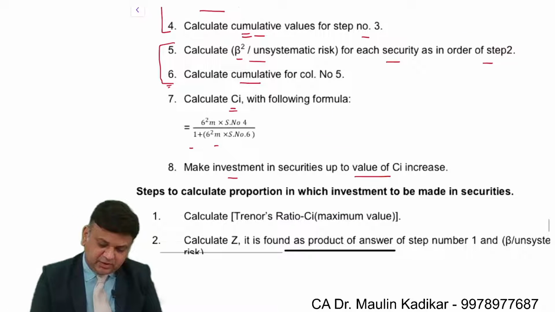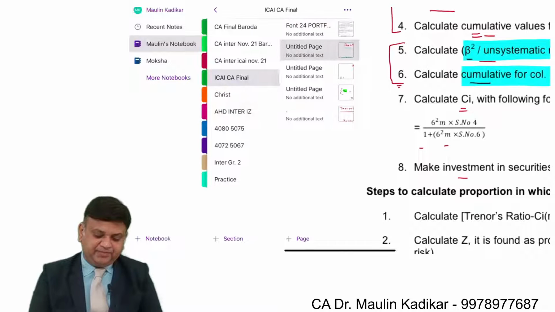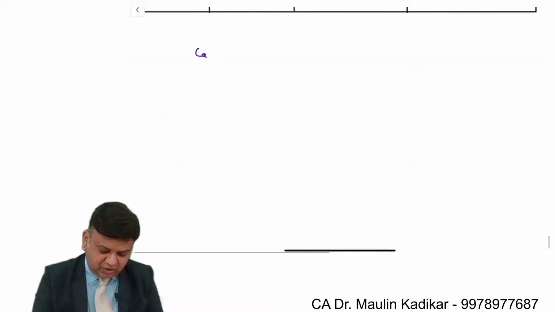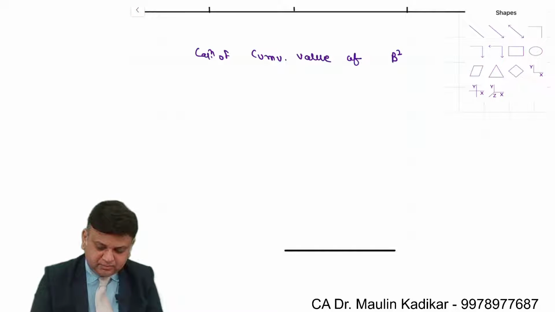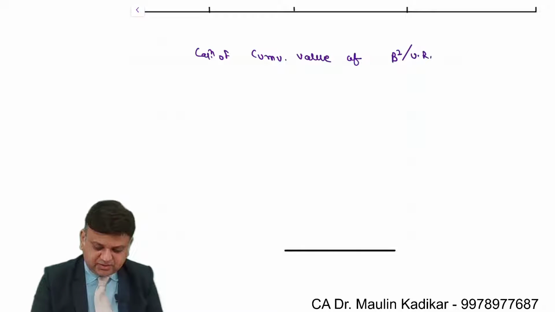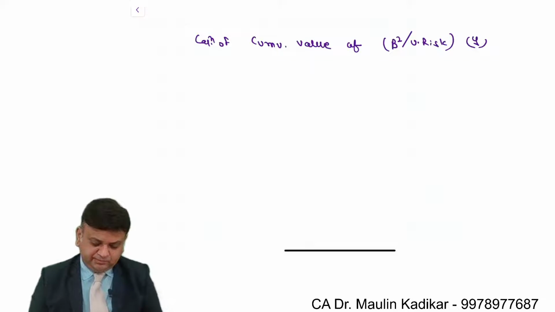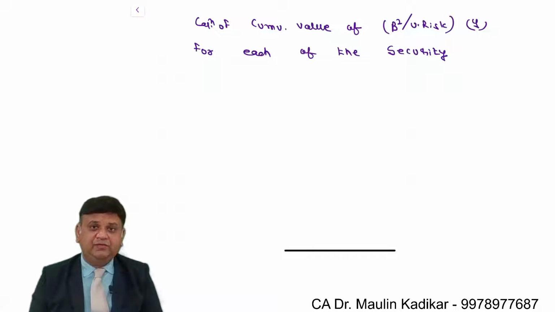Now friends, we will make the calculation of beta square divided by unsystematic risk, and so we will make the calculation of the cumulative value. Again, we are required to follow the same securities set as per the Treynor ratio ranking. So write an answer for the calculation of cumulative value of beta square divided by unsystematic risk. I am assigning y variable to it because that is going to be used in the formula later on for each of the security.